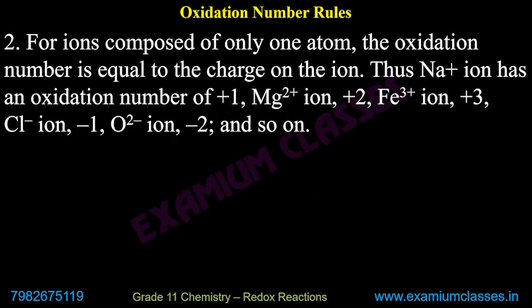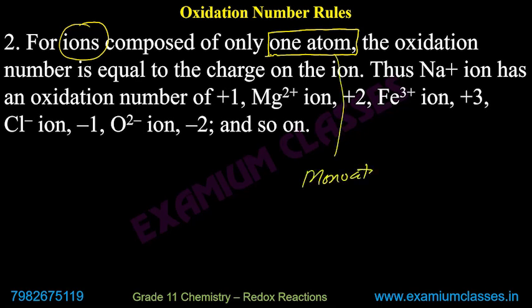Next one. For ions composed of only one atom, these are called monoatomic ions. So for monoatomic ions, whatever is the charge, that is the oxidation state. Oxidation number is equal to the charge on the ion.